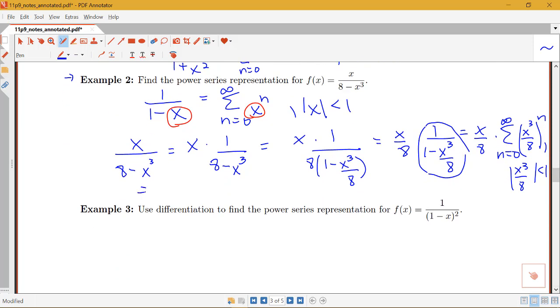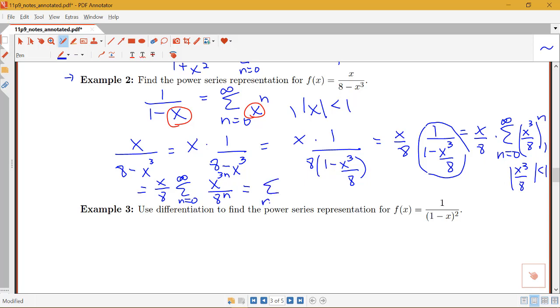So I can come over here and say this is x over 8 times the sum from n equals 0 to infinity. This x cubed over 8 to the n means I'm going to have x to the 3n over 8 to the n. And then I can take this x over 8 and bring it inside the sum, because this is like x over 8 times a sum of several terms, so I can think about distributing the x over 8 to each of them.